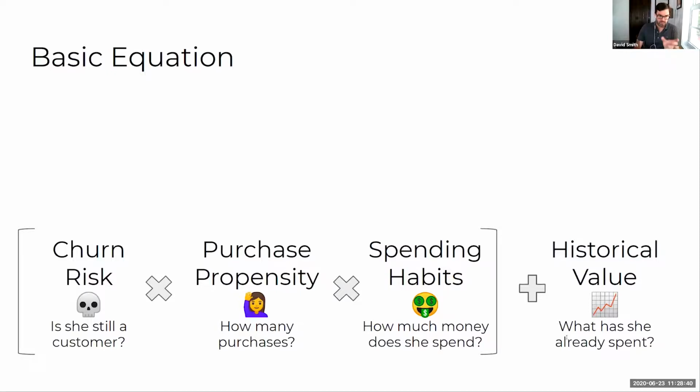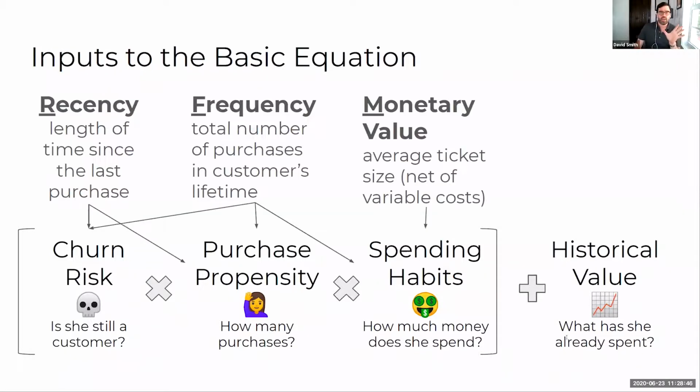So thinking about these three things that calculate future value, there are three inputs to building a future model for these. One is recency. This is the length of time since the last purchase. If you just bought something yesterday, we're going to consider you much more likely to buy in the future than if you haven't bought in a year, right? Frequency: the total number of purchases in a customer's lifetime. That factors into churn risk, and it also factors into purchase propensity and spending habits.